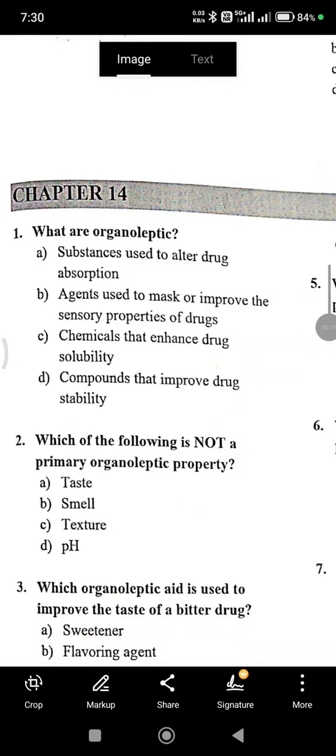Which of the following is not a primary organoleptic property? That is option number D, pH.